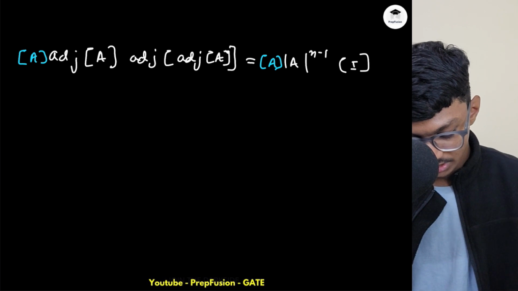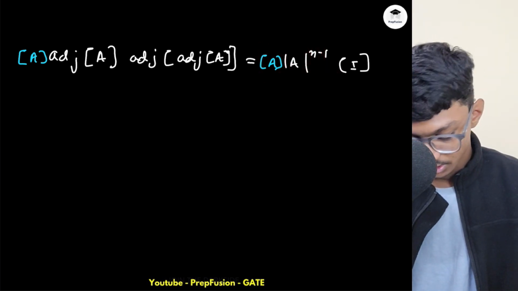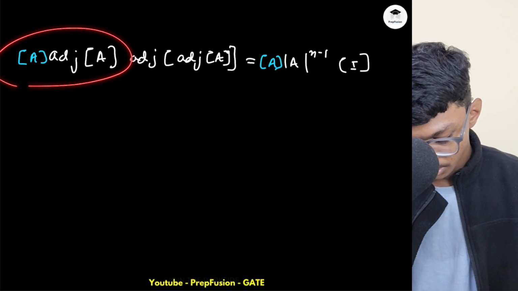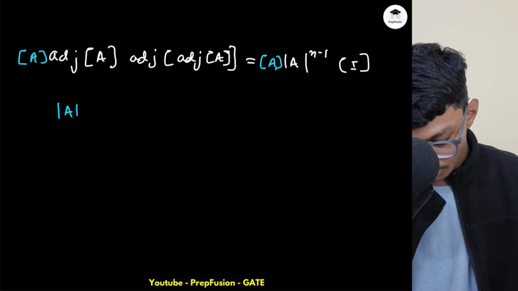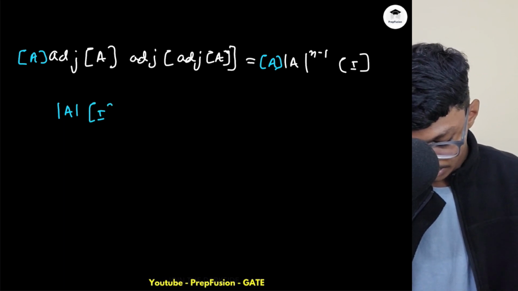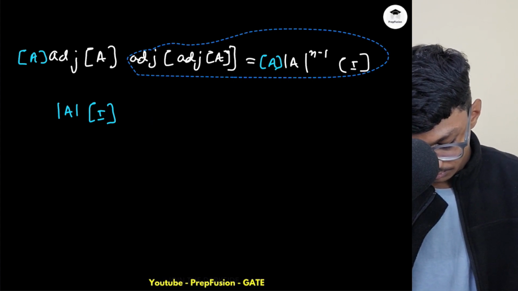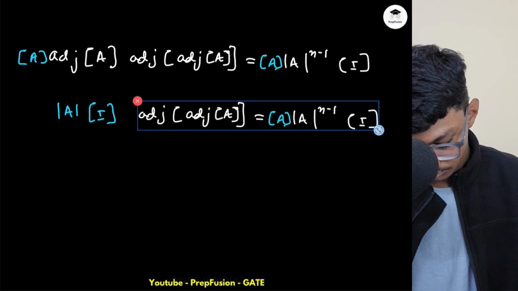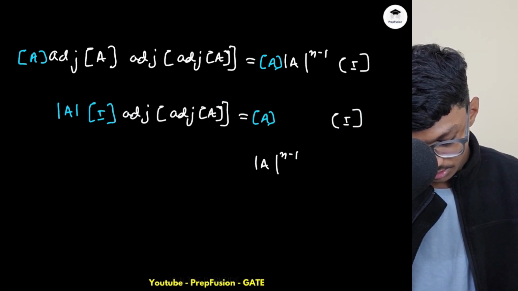Now it doesn't matter that this is a scalar, we can take it here also. So this A will come here. So this one will become determinant of A times I into adjoint of A simply. And it doesn't matter, I can neglect the I, but that's fine. Just copy this. This I can exchange.